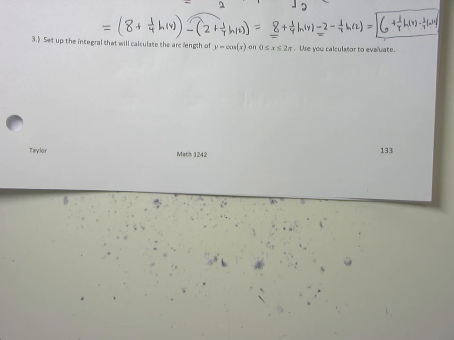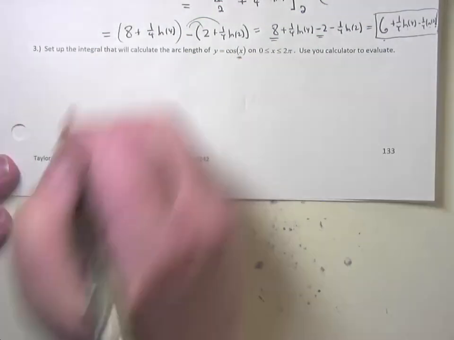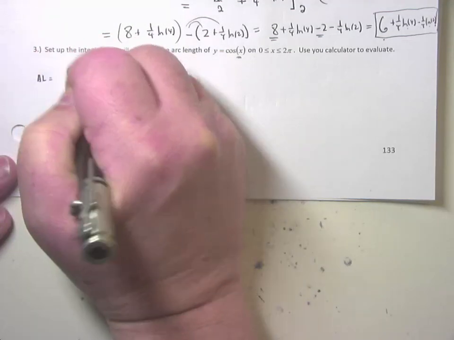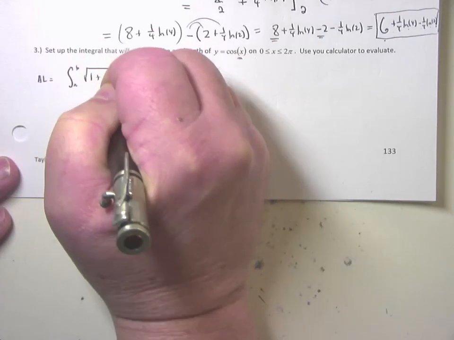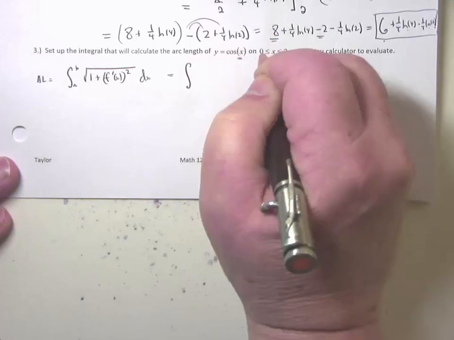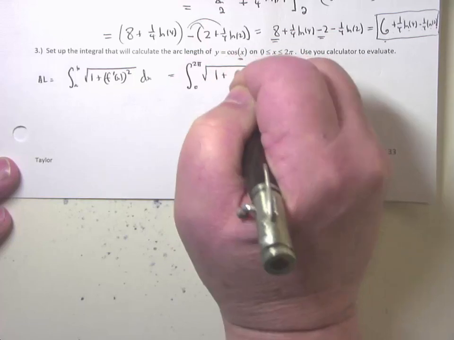So here it is. Set up the integral that will calculate the arc length of y equals the cosine of x on 0 less than or equal to x, which is less than or equal to 2 pi, and use your calculator to evaluate. So here we go. My function is in terms of x, so this is my formula. The arc length is equal to the integral from a to b of the square root of 1 plus the derivative of my function squared dx. This would be the integral from 0 to 2 pi of the square root of 1 plus my derivative.